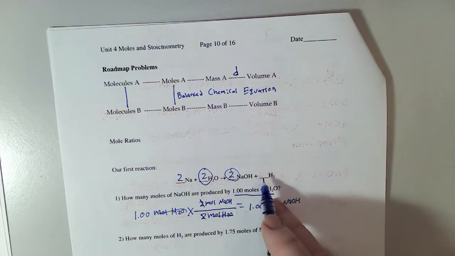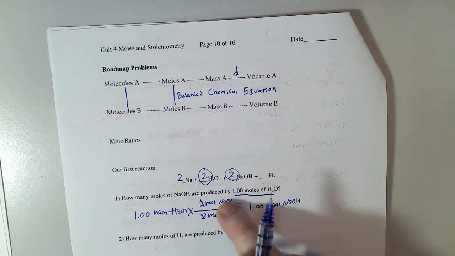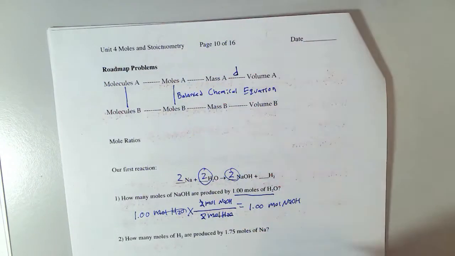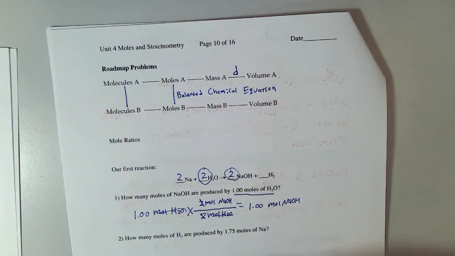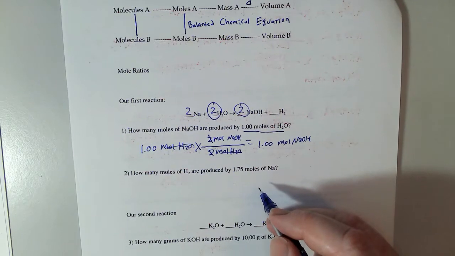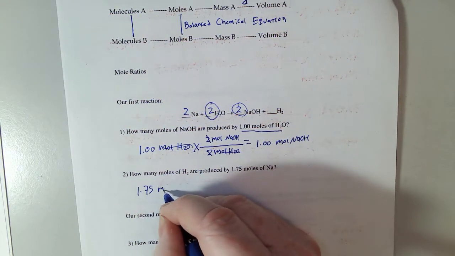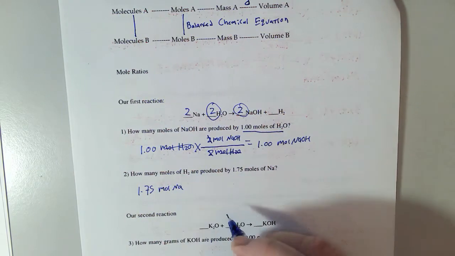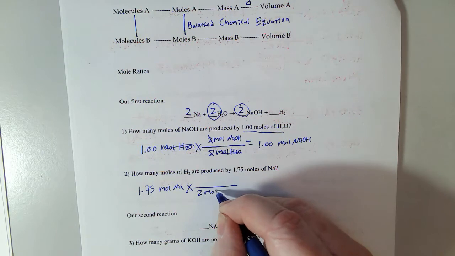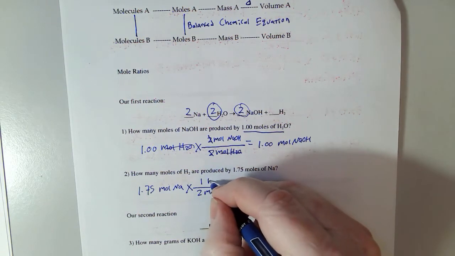Now, a 2 to 1 mole ratio. You start to get the idea here. And that is the step that takes us from the top road to the bottom road. How many moles of H2 are produced by 1.75 moles of Na? So I have my 1.75 moles of sodium times, downstairs, 2 moles of sodium, and then upstairs I put 1 mole of H2.